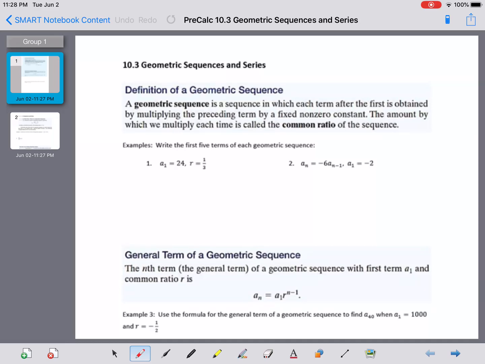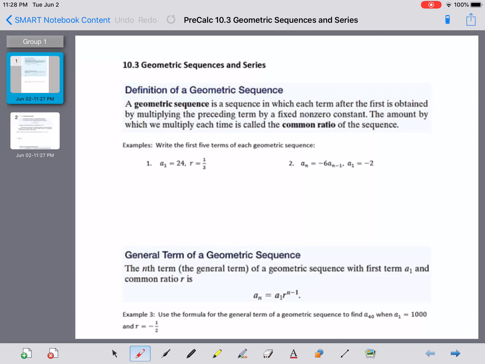PreCalc 10.3 Geometric Sequences and Series. So we did arithmetic sequences before, and we used our first and last terms. We used n, which was our number of terms. We found our sums, and we used that d, which was the common difference.